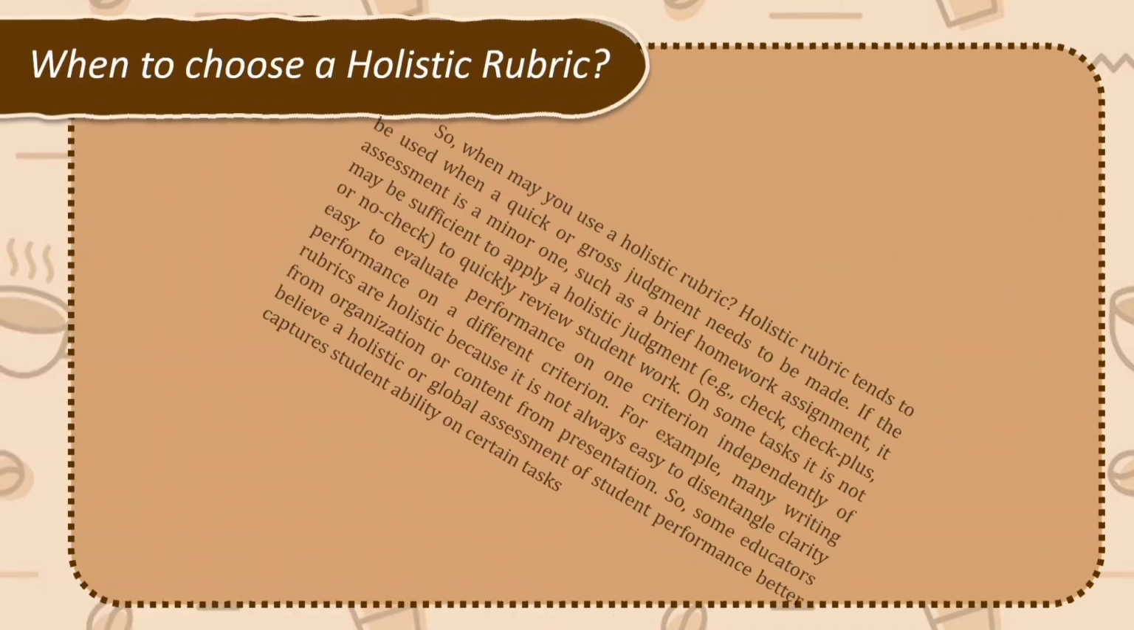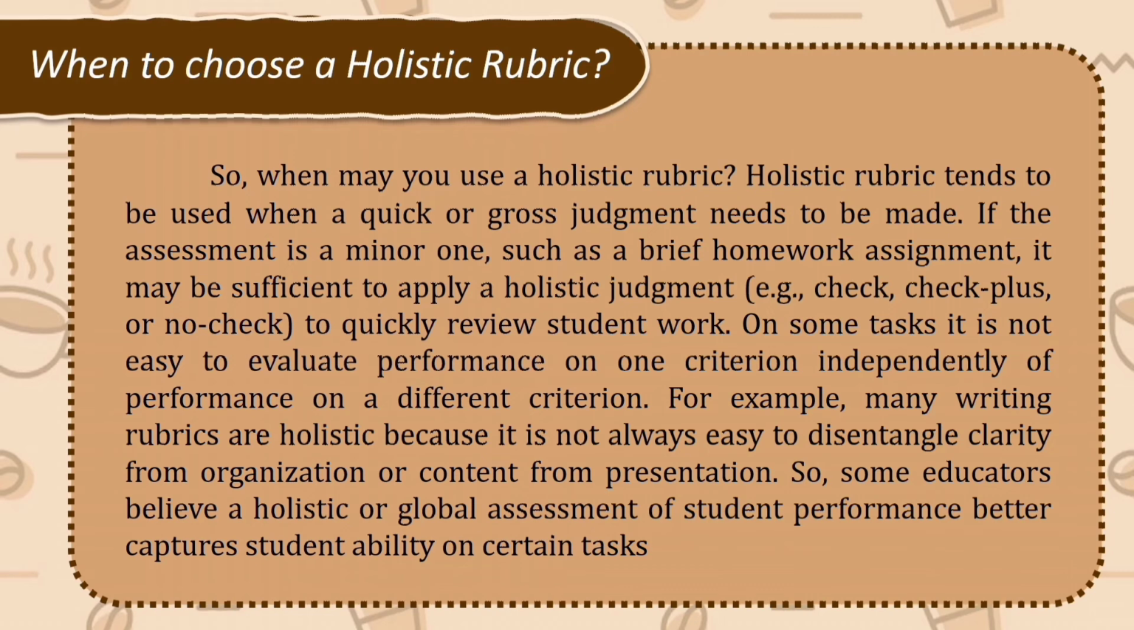So, when may you use a holistic rubric? A holistic rubric tends to be used when a quick or gross judgment needs to be made. If the assessment is a minor one, such as a brief homework assignment, it may be sufficient to apply a holistic judgment, for example, check, check plus, or no check, to quickly review student work.